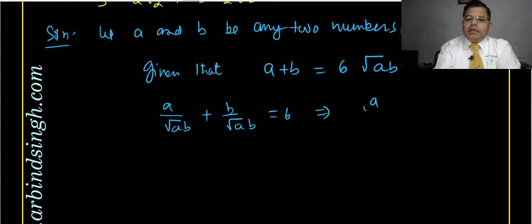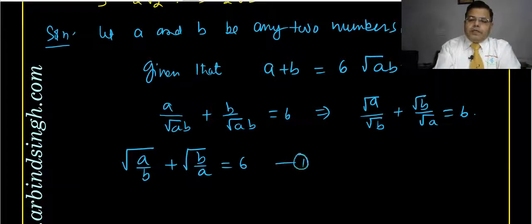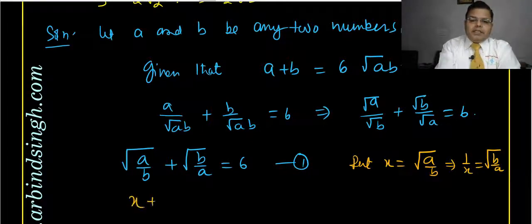This implies root A will be left in the numerator and root B in the denominator, so it can be written as root A by root B plus root B by root A is equal to 6. This is the equation. If I put x equal to under root A by B, this implies 1 by x is equal to under root B by A, and hence this expression will be x plus 1 by x is equal to 6.